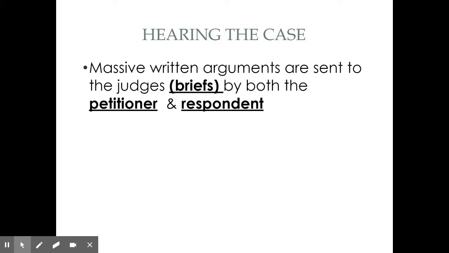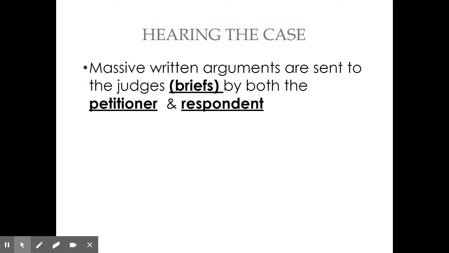So each side would bring forth an argument. The two parties involved in a Supreme Court case are the petitioner and the respondent. The petitioner is the individual or the group that lost in the lower court and is fighting to have the Supreme Court overturn the previous court's ruling. The respondent is the group that won the lower court ruling, and they just want the Supreme Court to uphold the decision that the lower court made.